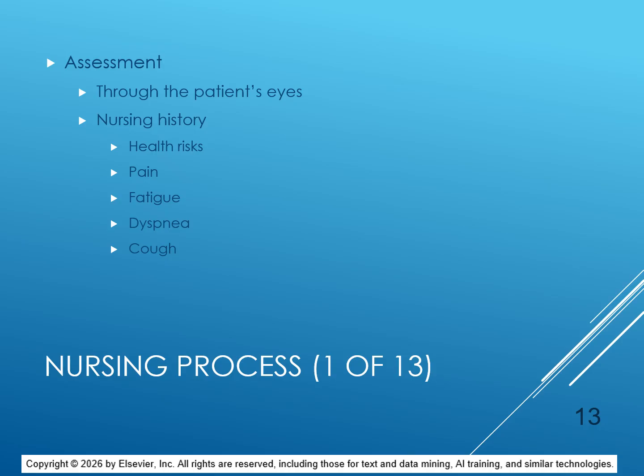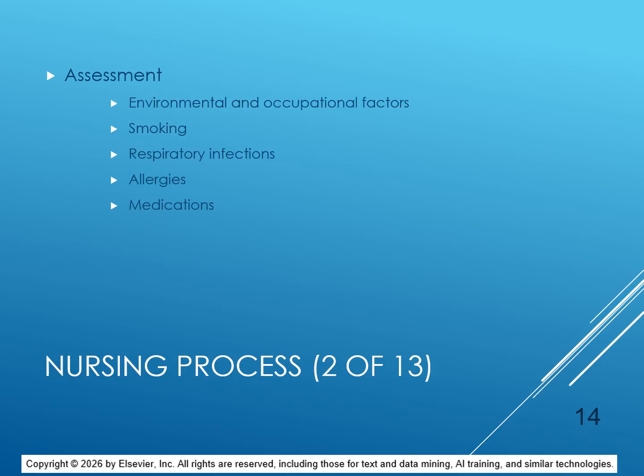All right, next slide. So including your assessment, environmental and occupational factors. So I do want you to know that as far as environmental factors, if they live by a freeway, if they have a house full of dust, if they have mold, cockroaches, pet dander, asbestos, these are all linked to respiratory diseases. And a lot of people can have these things.